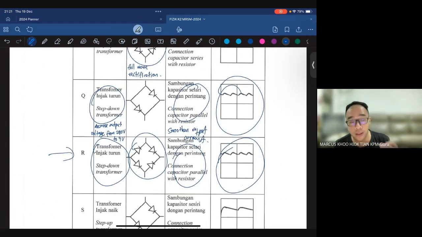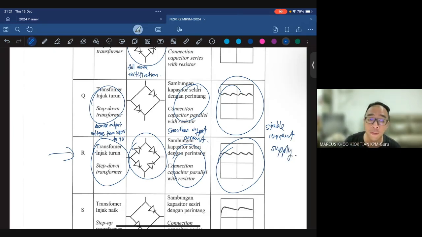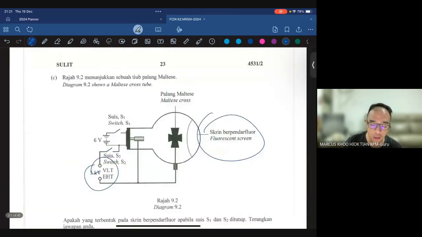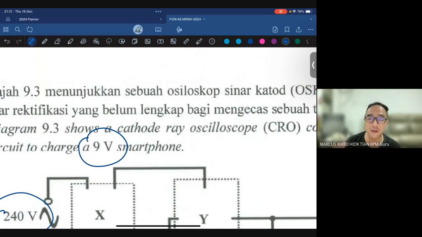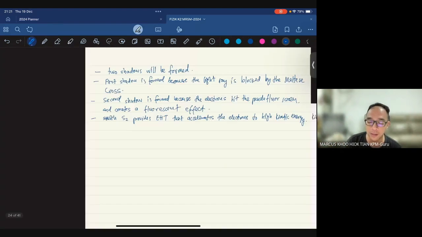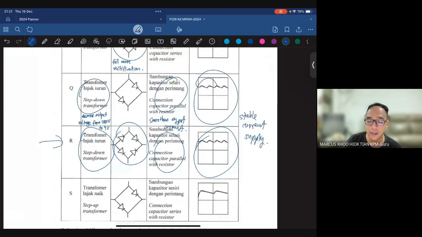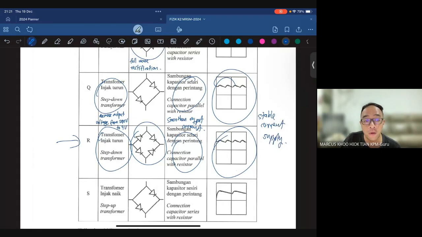So why do we want to smoothen this? So that the current supplied is stable. Stable current supply, which is what we want. Because remember, why are you making this choice? You are making this choice because you want to charge your smartphone. So the last thing you want is an unstable current supply, which will cause a lot of damage to our phones.